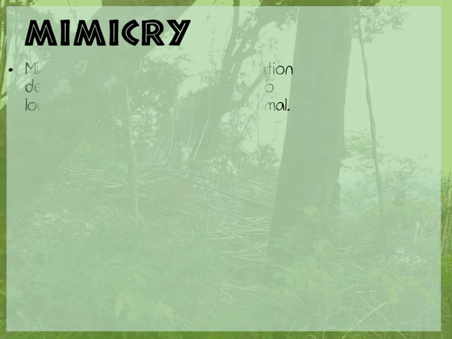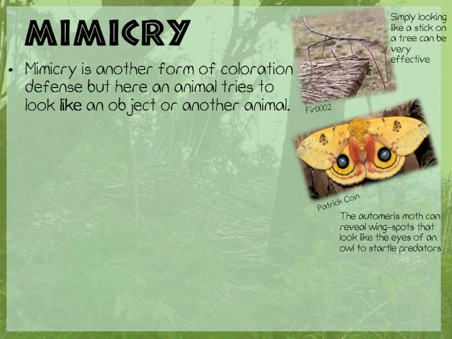Finally, we're going to look at mimicry, which is another form of shape or color adaptation, but here it results from an animal trying to look like an object or possibly another animal. So a twig on a tree doesn't look particularly tasty to any predators, and that's why the stick insect tries to look as much like one as it can. Meanwhile, below we see the yellow moth has big black spots on its wings. These are supposed to look like the eyes of an owl.